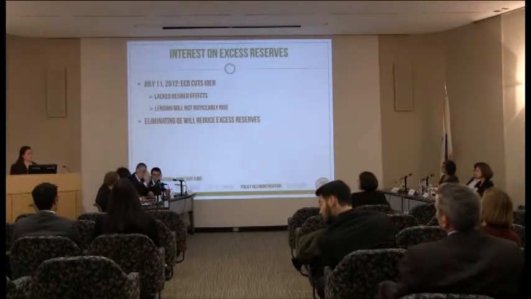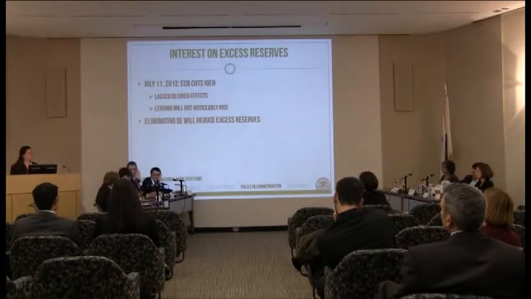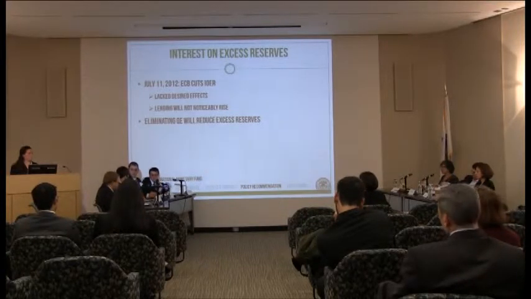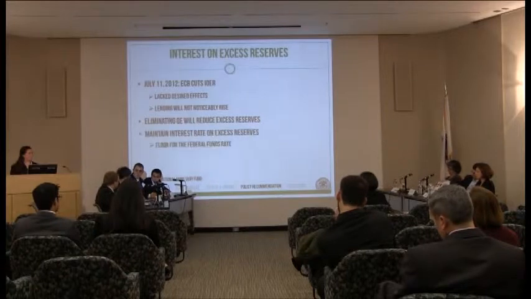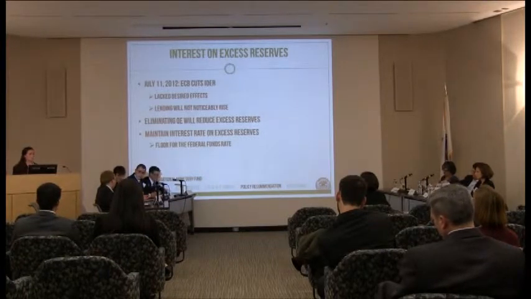Additionally, slowing down and eventually ending QE will naturally reduce the amount of excess reserves in the system, as we have seen in the past. So given that slashing the interest rate on excess reserves would not dramatically increase lending, I think it's important to keep that interest rate because it serves as a floor for the federal funds rate. Actually, the federal funds rate at 8 basis points is below the interest rate on excess reserves.